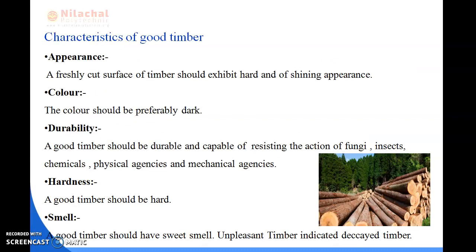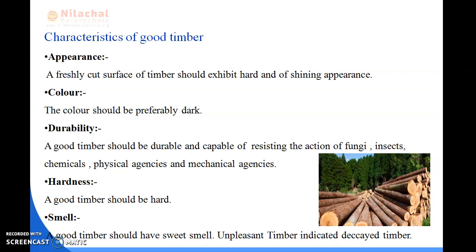So next we will be reading about the characteristics of good timber. I have already told you timber means wood, and timber is used in our building purposes. Timber is also used for many other types of engineering purposes. So we will be reading about the characteristics of good timber.